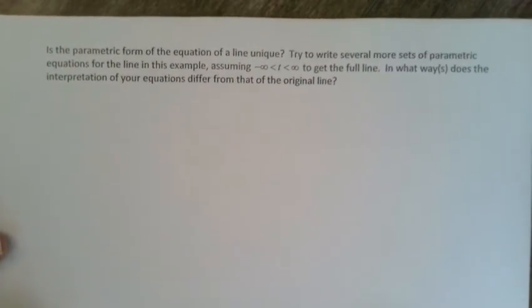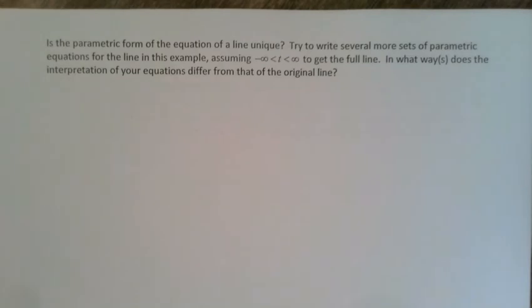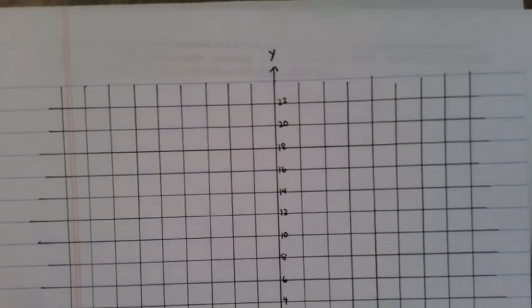All right, the next question I'd like to investigate is: is the parametric form of the equation of a line unique? Let's try to write several more sets of parametric equations for the line in the example that we just did. And we're going to assume that t goes all the way from negative infinity to infinity to get the full line. We'll then address the question, in what ways does the interpretation of your equations differ from that of the original line?